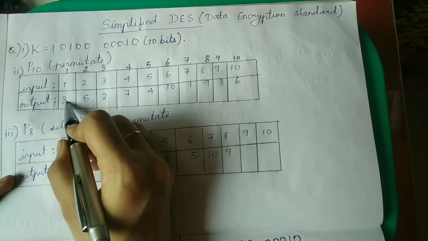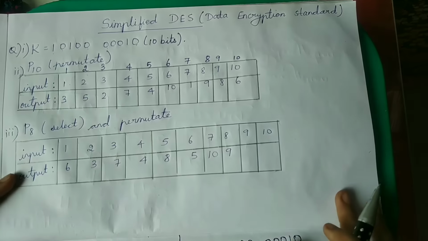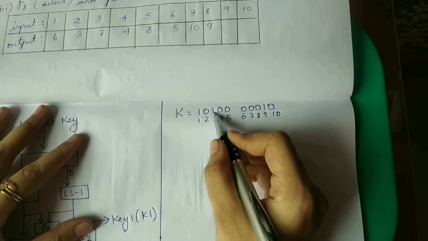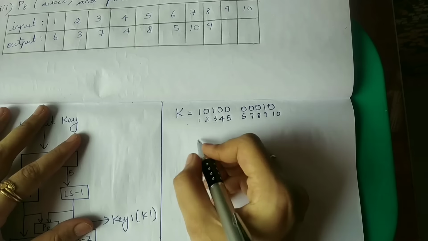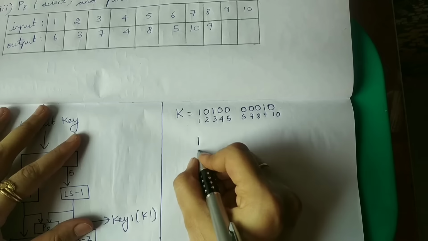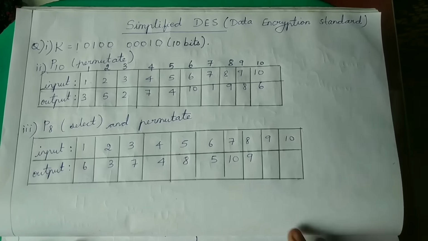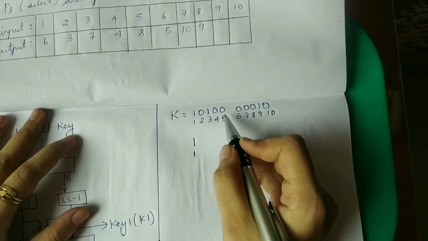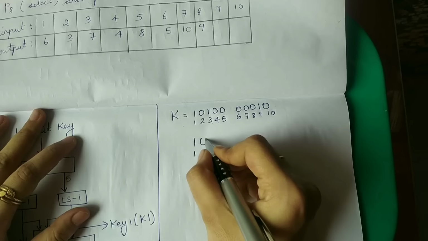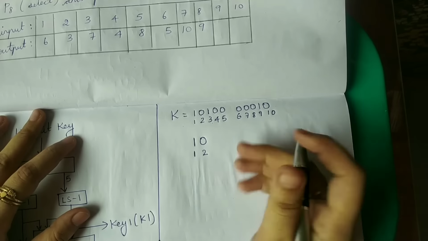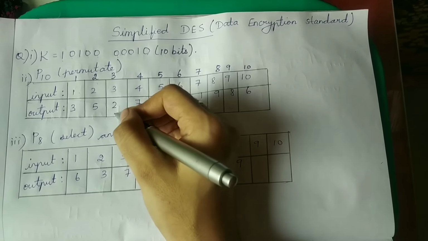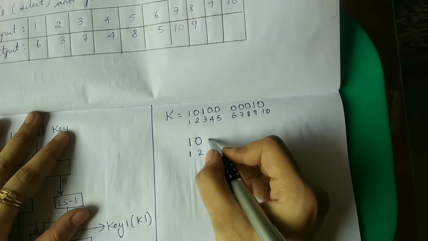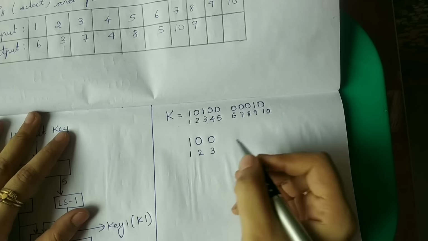So 3 to 1. So in this 3 is 1. So I'm going to bring that 1 to the first position. Next it is 5 to 2. Here 5th bit is 0. So I'm going to bring that 0 to 2. Next 2 to 3. Here the second bit is 0. So that to 3 I'm going to bring.